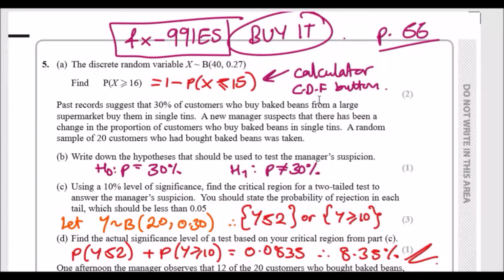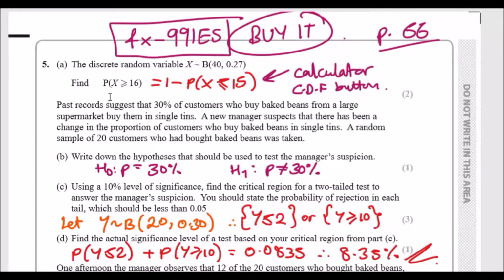Otherwise, you cannot solve part A, because we're given a binomial distribution with n = 40 and probability 0.27. You cannot solve this question. You can, but it'll take you a long time. These questions are made for the calculator. I would have a breakdown on this one, but it's best to use the calculator.